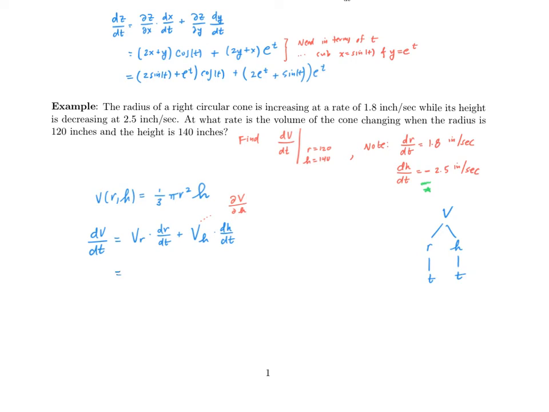Now, substituting in the formulas, the partial derivative of V with respect to r would be 2/3 pi r h times dr/dt, plus V sub h would be 1/3 pi r squared, and this is multiplied by dh/dt. And we are now ready to determine the desired rate of change. So dV/dt when r is 120 and h is equal to 140 is as follows.